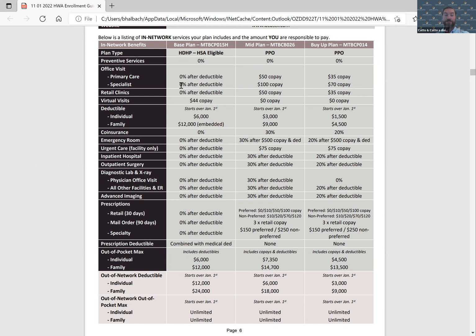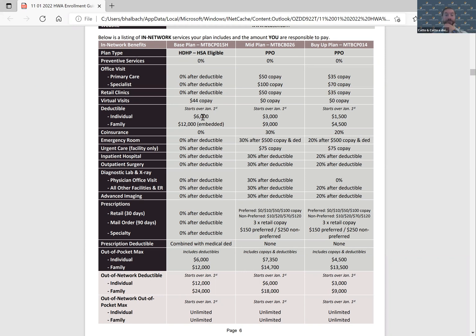If the specialist charges $300 and you get a 50% network discount, and that's fair, reasonable, that's usually going to be about 50%. Sometimes more, might be in the high 60s. It just depends on that particular provider. But if the specialist charges $300 and you get 50% network discount, then you're paying $150 to go see that specialist. Whereas on the mid and the buy-up plan, you have a lower flat rate.